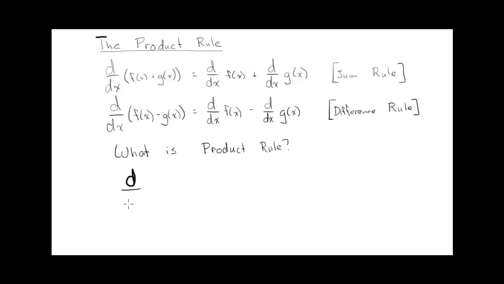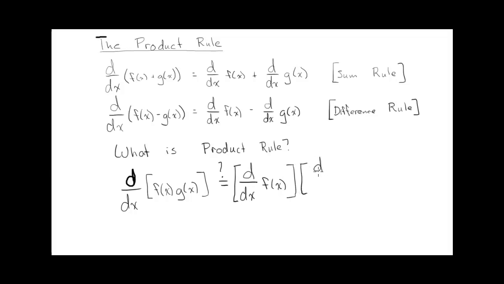So essentially, what is d by dx of f at x times g at x? What does this equal? Looking at these two rules, a good guess would be, can I just take the derivative of f at x and then multiply that by the derivative of g at x? So there's a question, right? Are these two things equal?